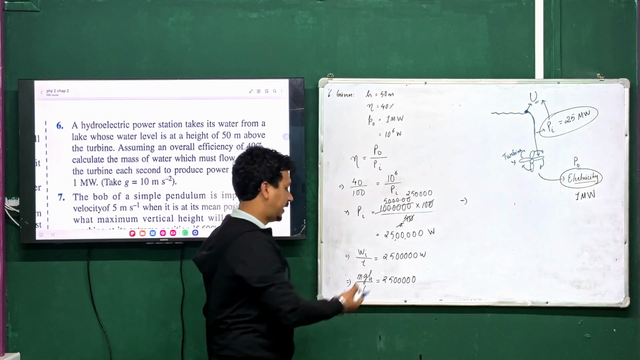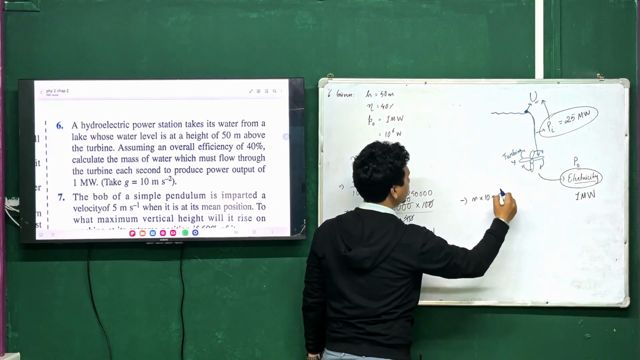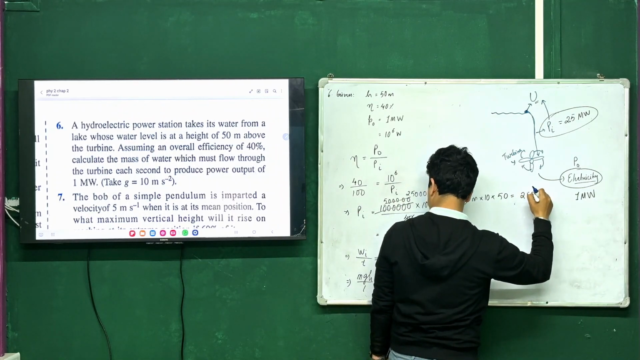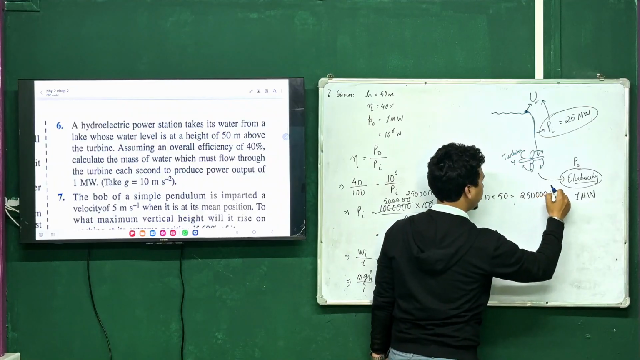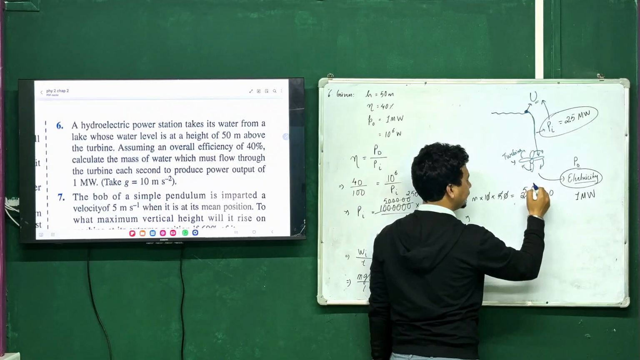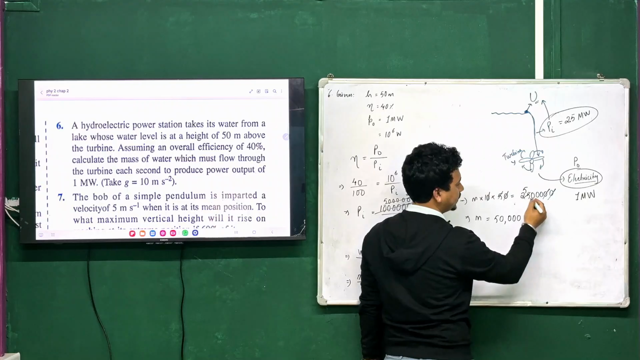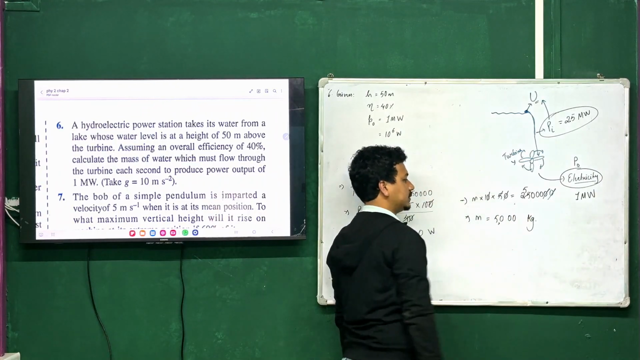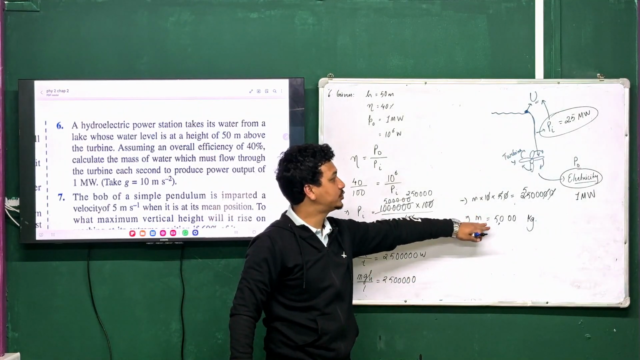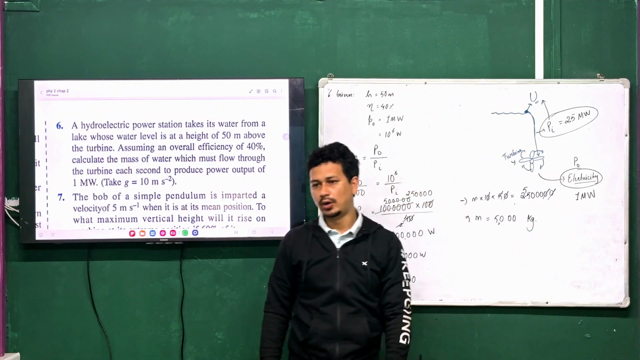Got? Okay. Then after that is very easy. m, g is 10, h is 50, is equal to 250,000. So 0, 0 we can cut. 5, 5 is 25. Then we get m is equal to 5,000 kg. So see the amount of water that is so large. 5,000 kg of water is required just to produce 1 megawatt of energy.